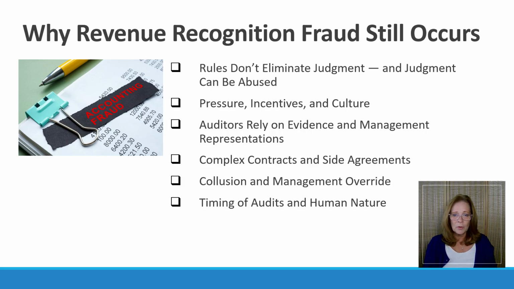Today's contracts are often complex, multi-element, bundled, or with side deals that change the economics after signing. Companies may offer undisclosed concessions to customers, like you can return the goods anytime, or we'll ship early and you can pay later. Those hidden terms can make recognized revenue non-compliant. But auditors may not see the side agreements if they're off the books or informal.